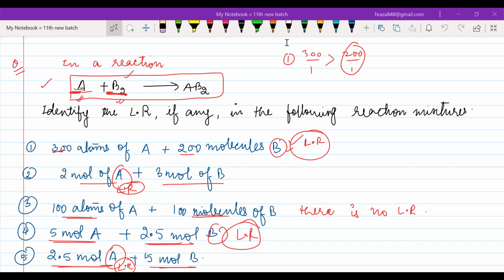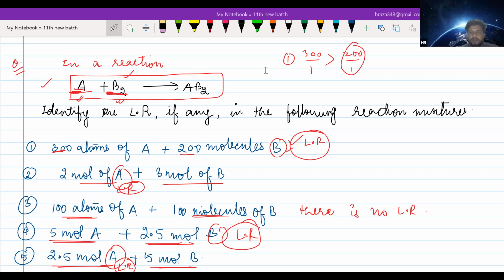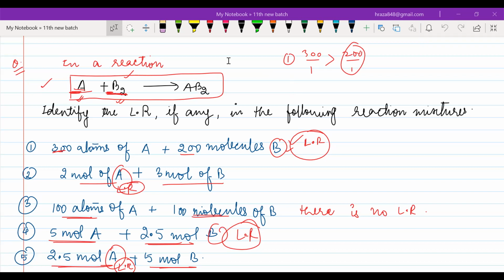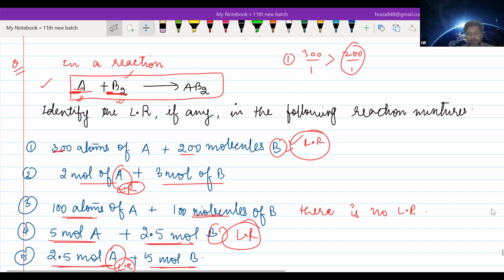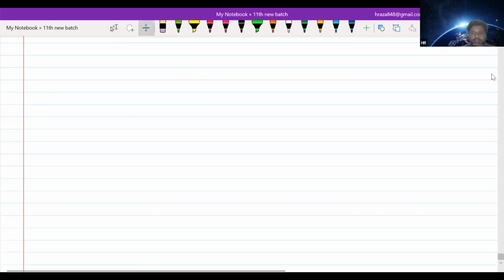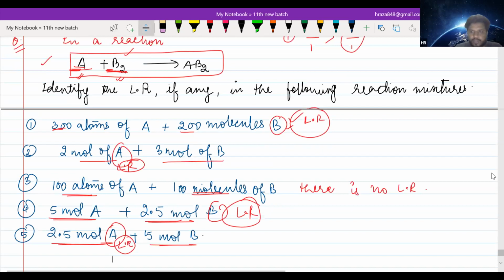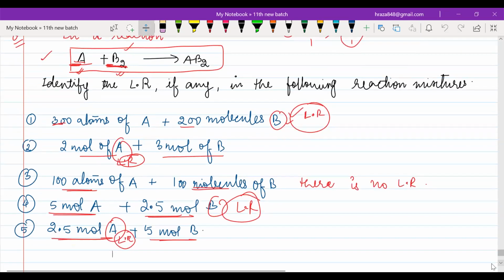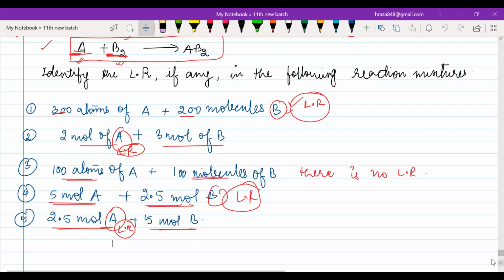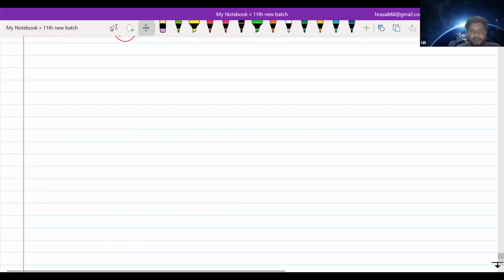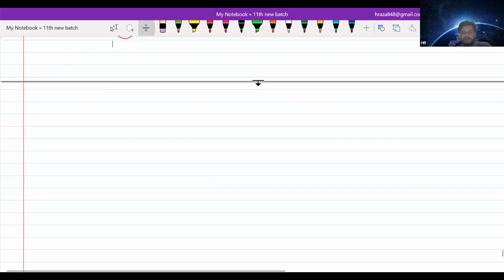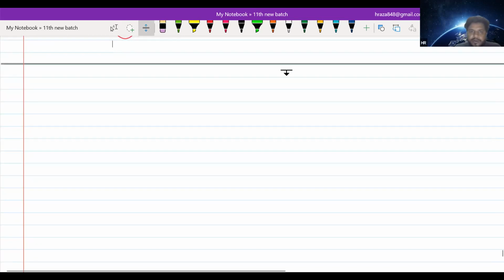Is the screen shared to you? Not yet, right? Yes, sir, it is. Okay. So I'm going to start a new topic. Then I'll give you five to six questions. Okay, sir. Is there any doubt in limiting reagent? What is limiting reagent? The reactant which limits the product is called a limiting reagent, right?